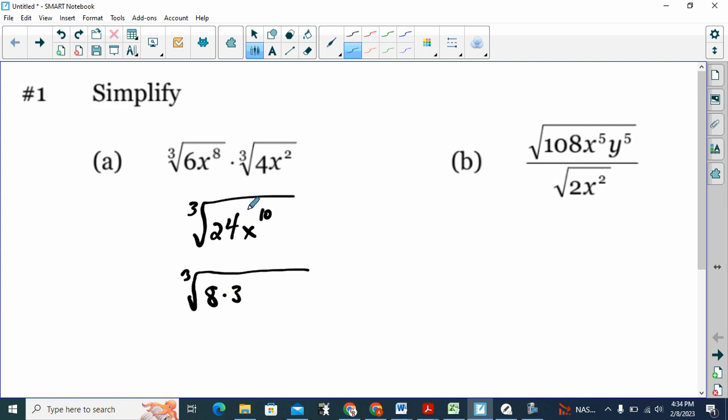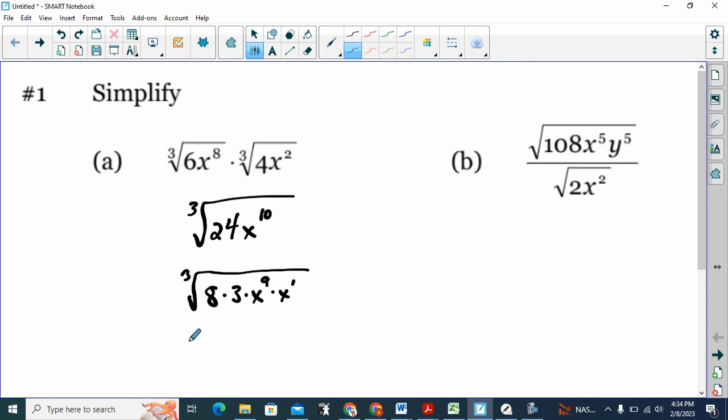The cube root of x to the 10th, you can check to see if it comes out even by dividing 10 by 3. It does not, so we want to split up x to the 10th so that part of it comes out even and part of it does not. So we're dividing by 3. The biggest number that is smaller than 10 that is divisible by 3 is 9, x to the 9th times x to the 1st.